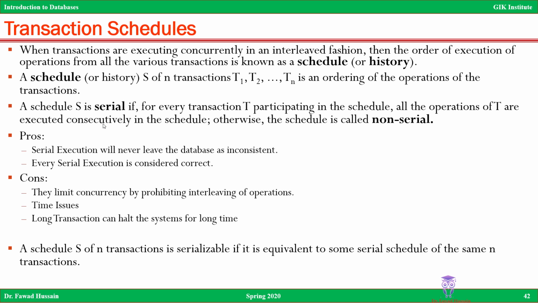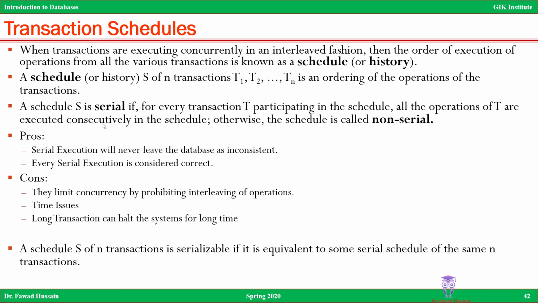When transactions are executing concurrently in an interleaved fashion, interleaved means that they are executing simultaneously. Therefore a part of the first transaction may have executed, and then we move on to the second transaction and then come back to the rest of the first transaction and so on. So this is called an interleaved fashion of transactions.